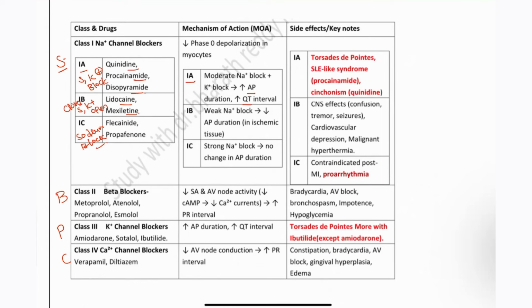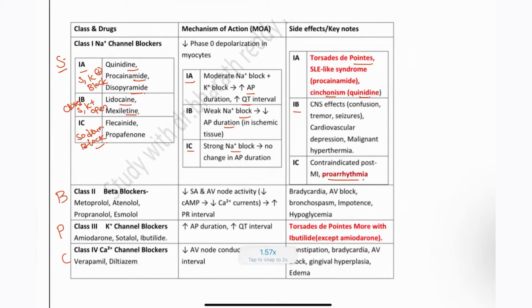And 1B is going to block the Na, but the potassium is open here. So there is a decreased AP duration. In 1C, strong Na block will be seen in this patient. These drugs are pro-arrhythmic drugs, so they can increase the arrhythmia also. Next, what are the side effects of the 1A drugs? It can cause QT prolongation, torsades de pointes. Next, cinchonism is associated with quinidine.